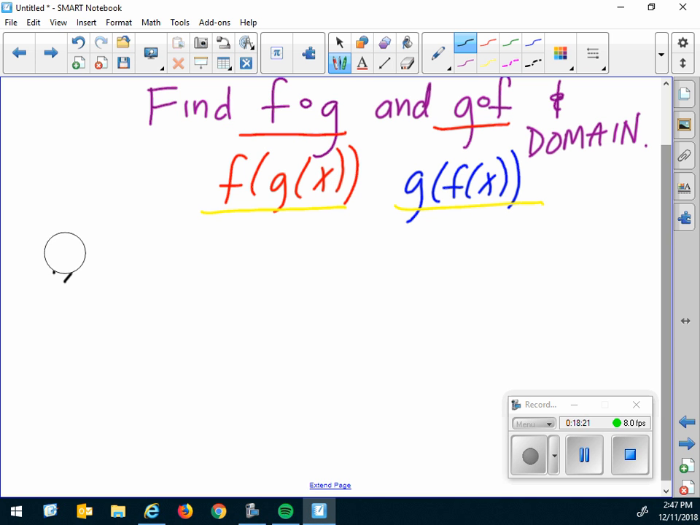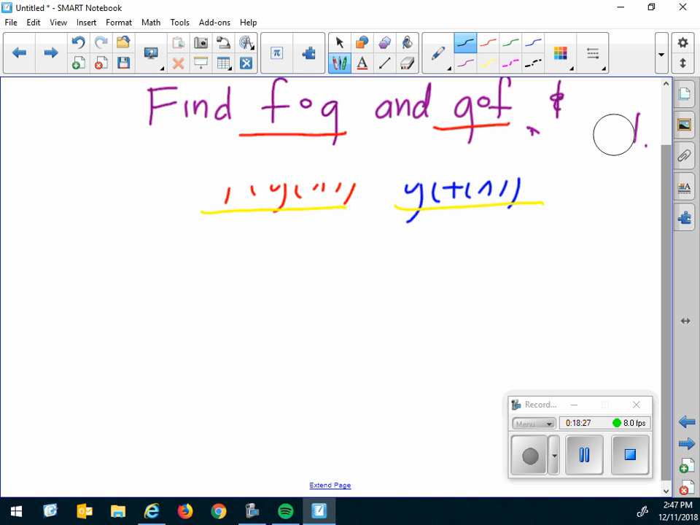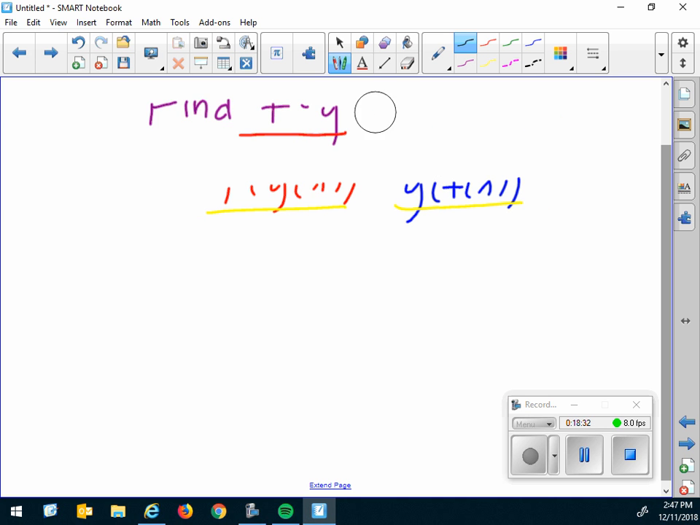Oh, wait. I need to give you new functions, don't I? I've got to erase this because I'm not going to have enough room. So you know the instructions. You wrote those down.